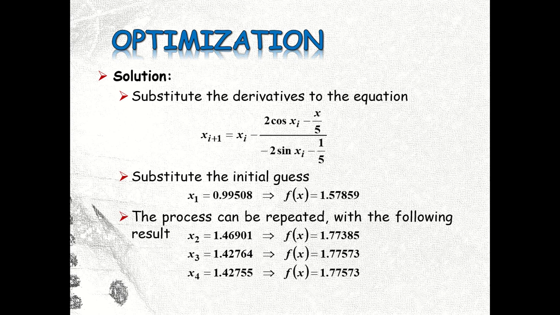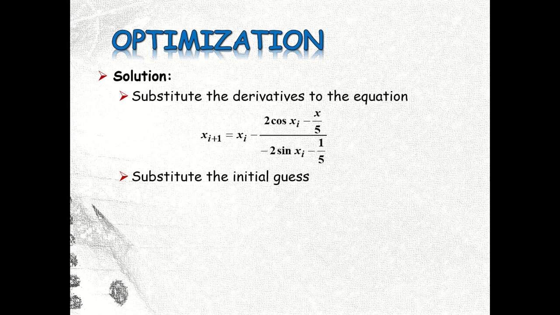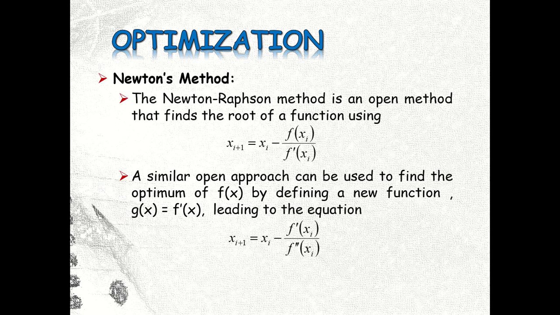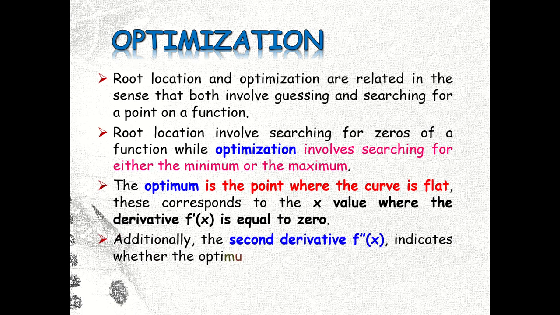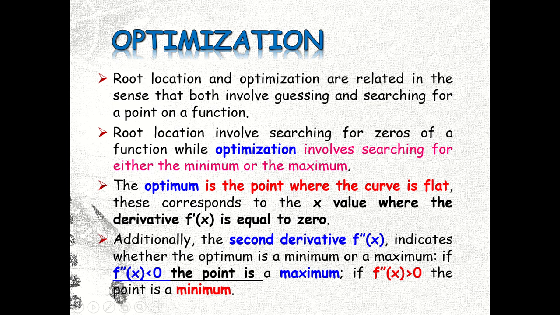To test whether it's a maximum or minimum, we just use the concept mentioned at the beginning. You have to determine that if the second derivative is negative, then the point is a maximum. If it is greater than zero, or positive, then the point is a minimum.